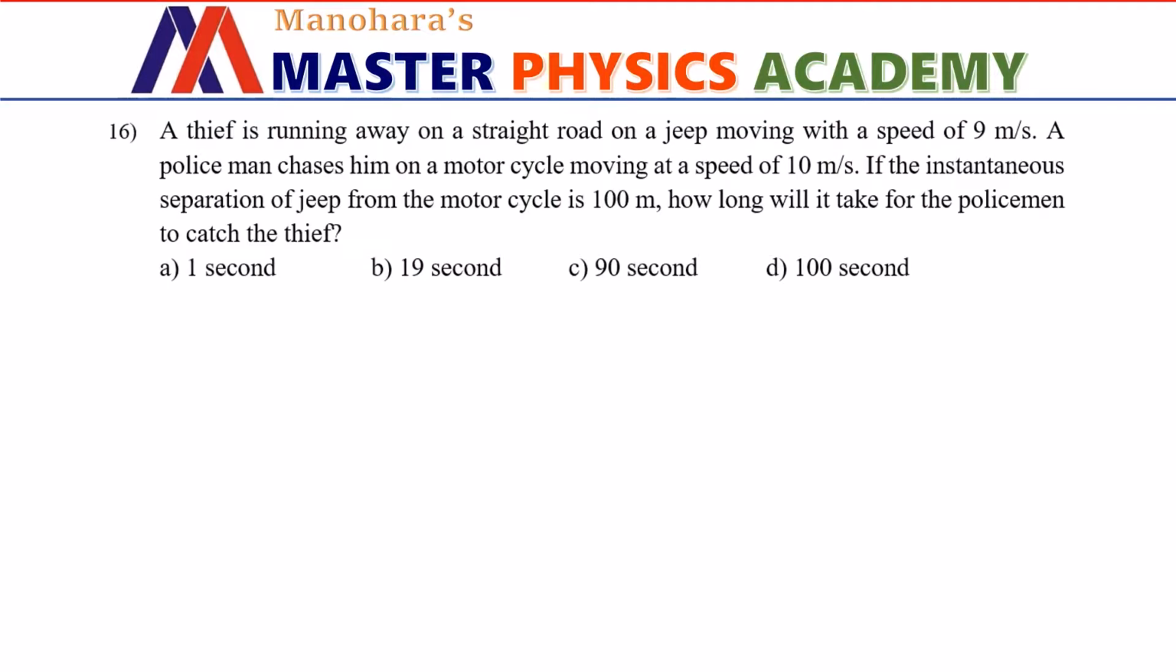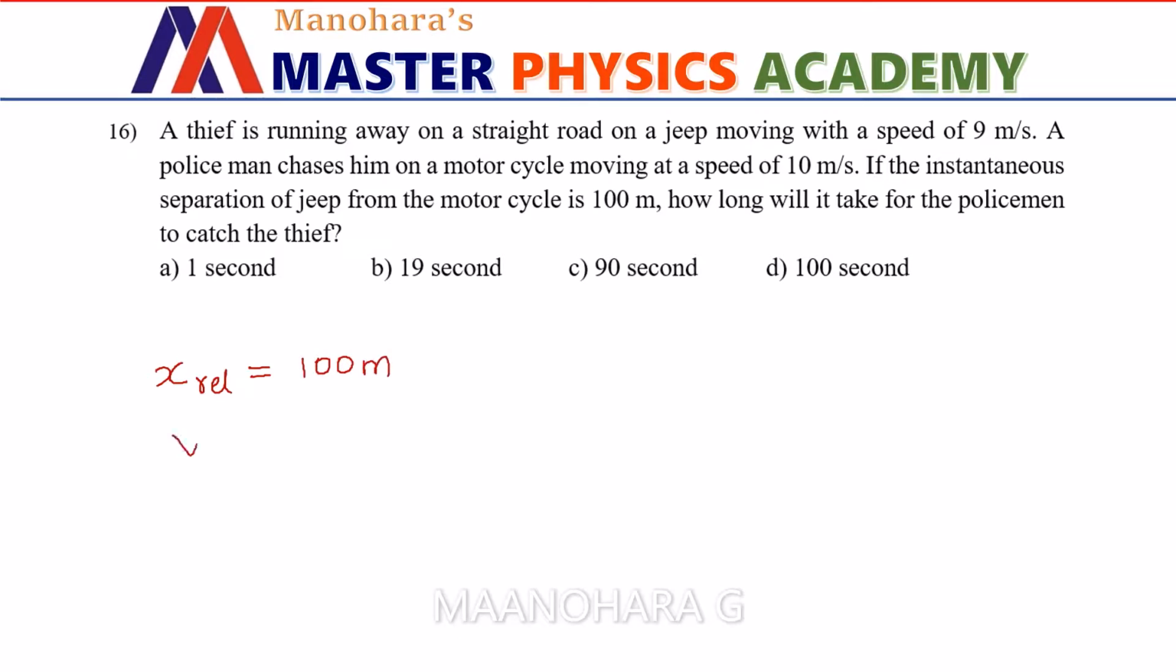A thief is running away on a straight road on a jeep moving with a speed of 9 meters per second. A policeman chases him on a motorcycle moving at a speed of 10 meters per second. If the instantaneous separation of jeep from the motorcycle is 100 meters, how long will it take for the policeman to catch the thief? Here, the initial relative distance of separation is 100 meters.